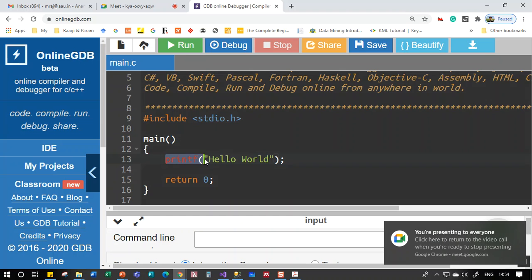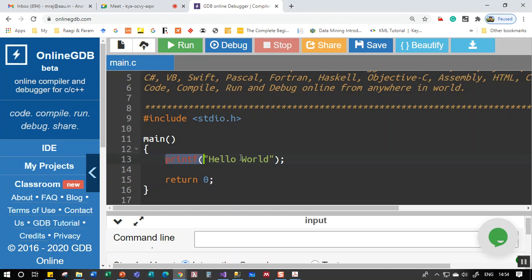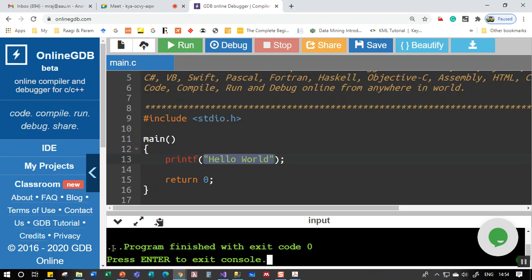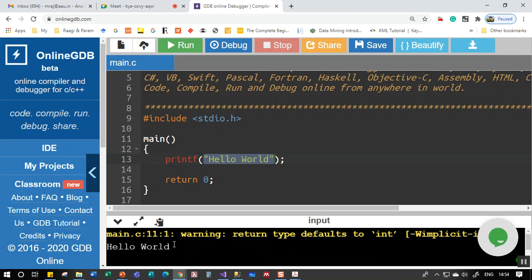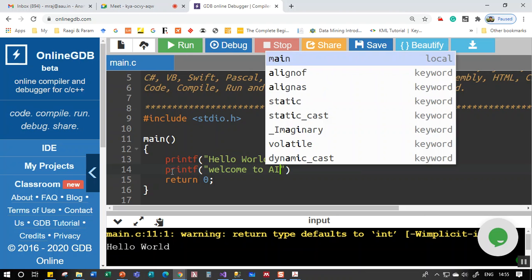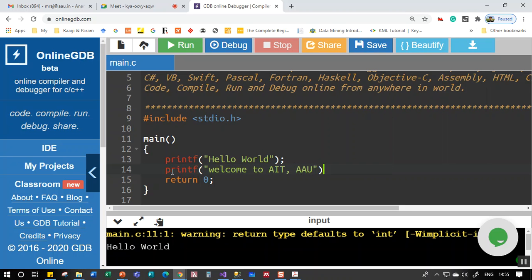Printf function takes one value, hello world, and it prints a message. Understood? If I run this program, it prints a message, hello world. Are you getting it or not? If I write same function again, printf and welcome to AIT AAU, and then we need a semicolon. Like see, I've written in same way.